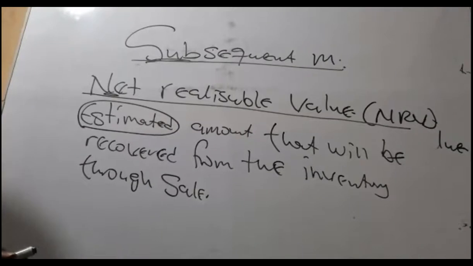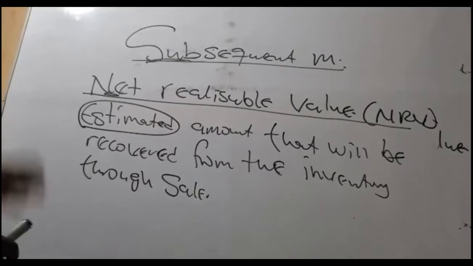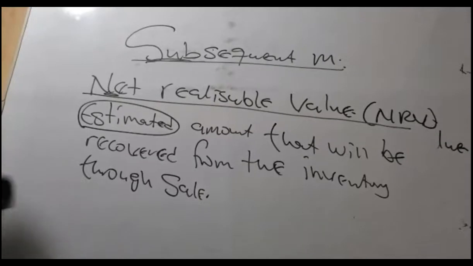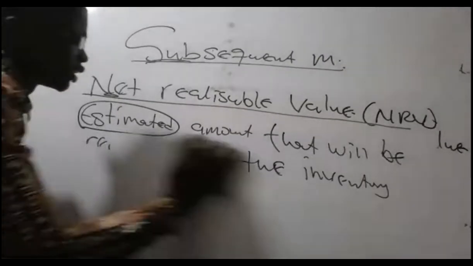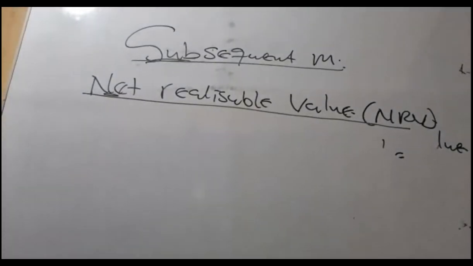So that's the explanation. Now let's look for the formula or the definition prescribed in the IAS. So an estimated amount to be realized or recovered or received from the sale of an asset is what the NRV is. Now let's look at the definition or the formula for it. You cannot define or explain NRV without the word estimate because it's not actual.